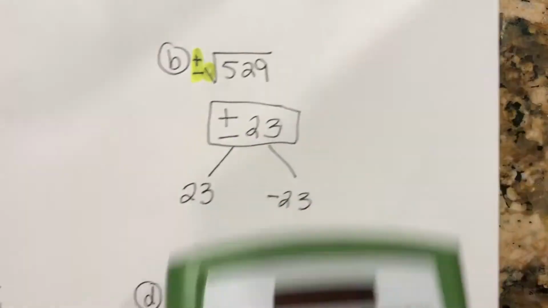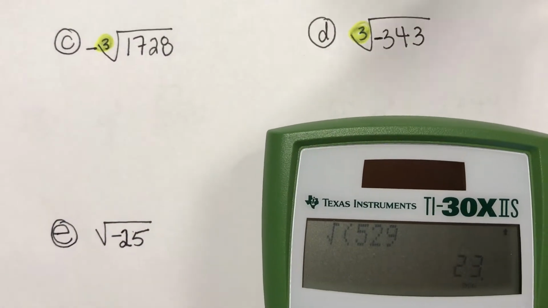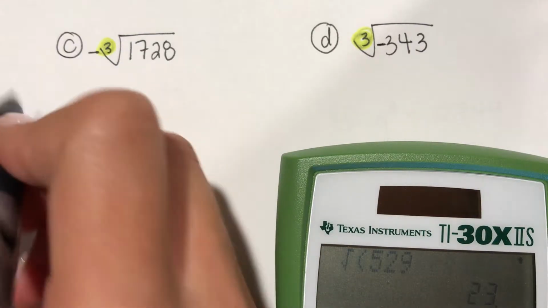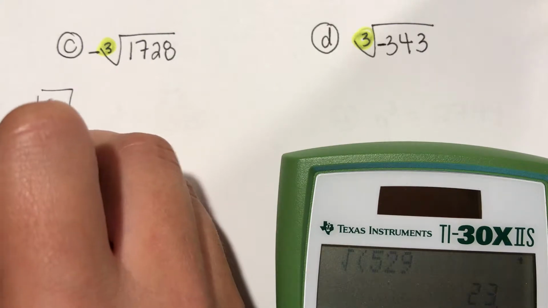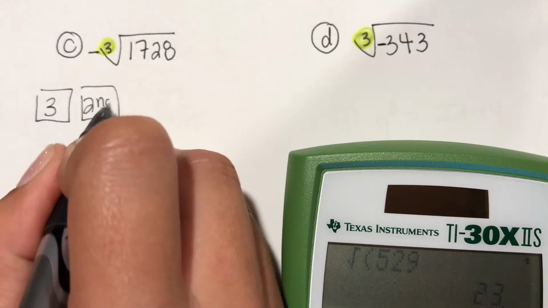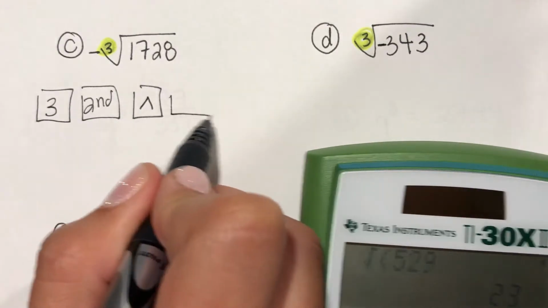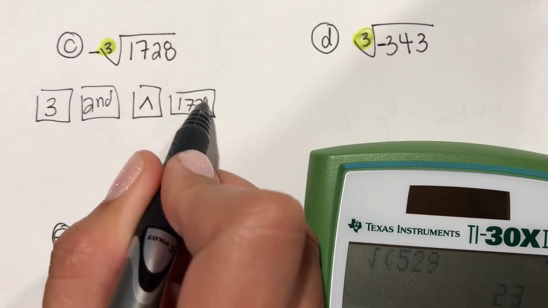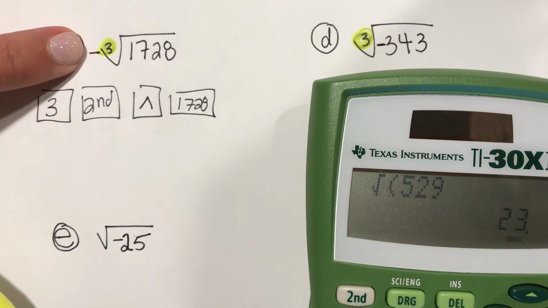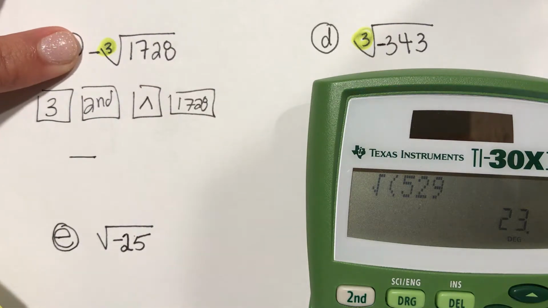Looking at the cube roots, like I said before, you know that there's a cube root when you have an index number of 3. You have to type the button 3 in order to account for that index number, then the second button, the caret button, and the number 1728. Once again, there's a negative sign on the outside of your radical bar. You do not put that in your calculator. That just becomes part of your answer.